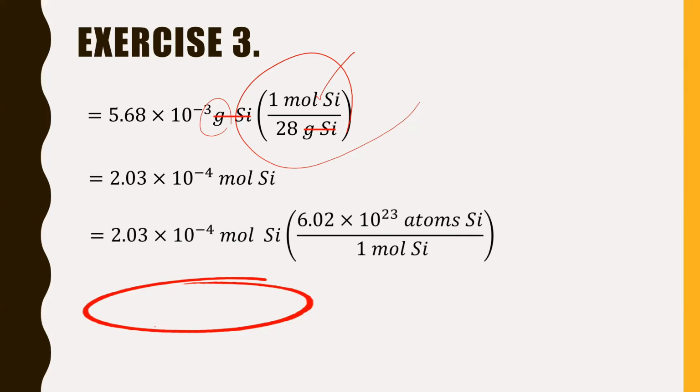Now, from moles, let's find the number of atoms using the Avogadro's number. So just multiply the moles with the given mole right there, so it's canceling that out. So 2.03 times 10 raised to negative 4 times 6.02 times 10 raised to 23. You arrive with the final answer, 1.22 times 10 raised to 20 atoms of silicon. Okay.